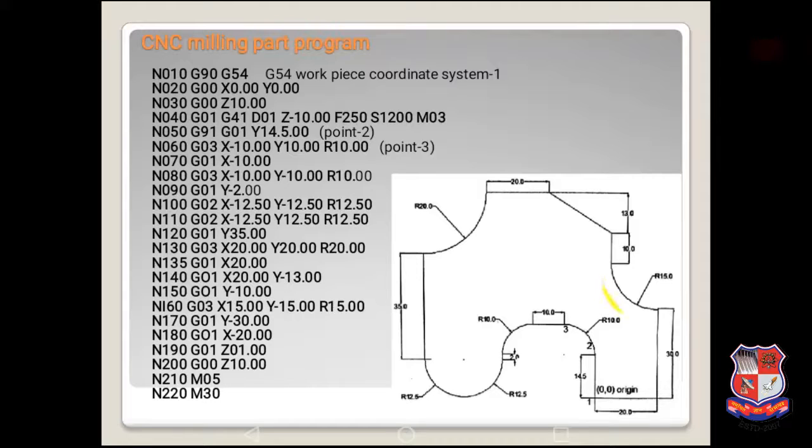Now once again there is an arc and cutter has to move in anti-clockwise direction. We have to use the command G03 and the coordinate value of X is 15 and it is with a positive sign because the cutter moves in right from the reference point, but it is below in Y direction. That's why we use the minus sign with radius 15.